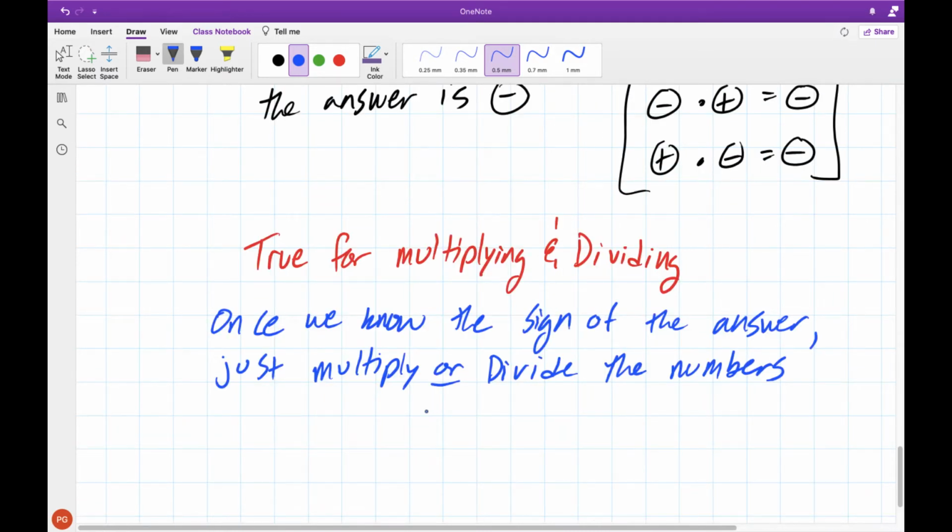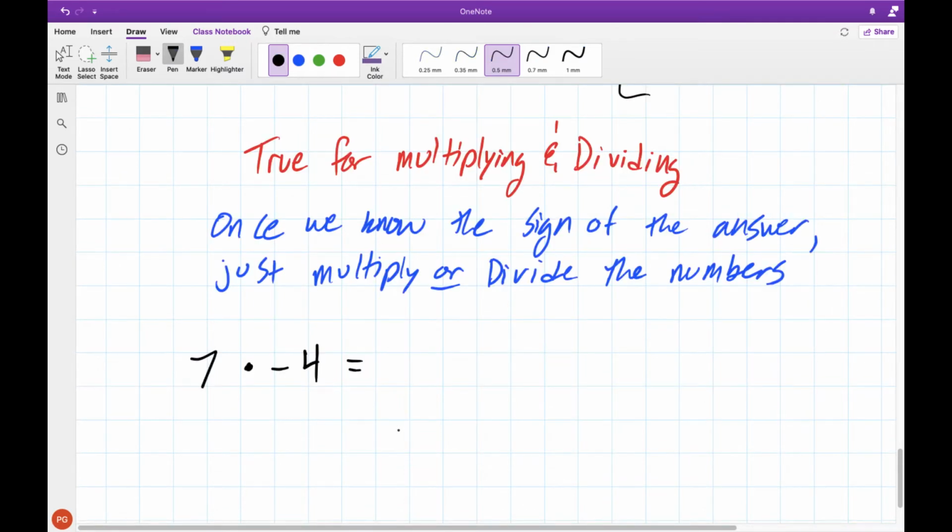Once we know the sign of our answer, whether it's positive or negative, we can just ignore the signs in the question and just do the multiplication or the division with the numbers. So for example, if we had 7 times negative 4, first off, we want to figure out the sign of our answer. Well, we've got a positive times a negative, which tells us that our answer is going to be negative. Once we know that, we are just going to try and figure out what 7 times 4 is. And if you remember your times tables, 7 times 4, that's 28. So our answer would be negative 28.